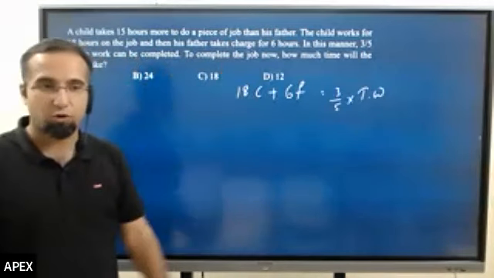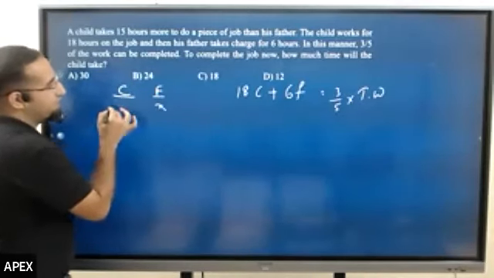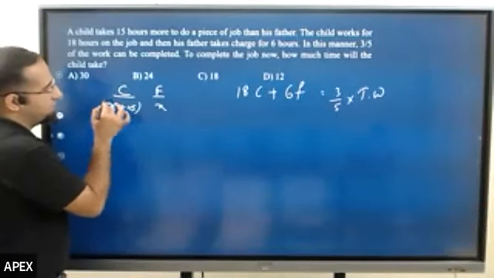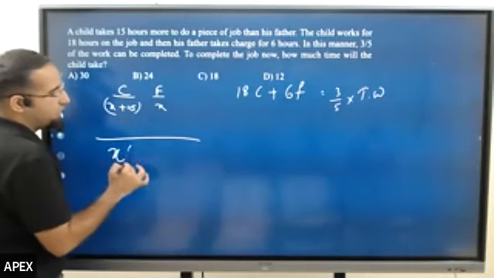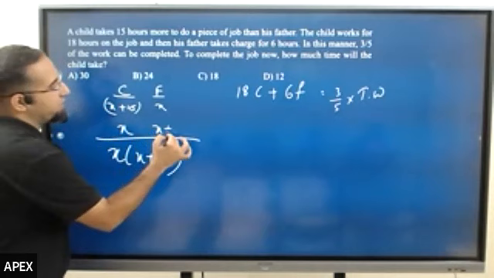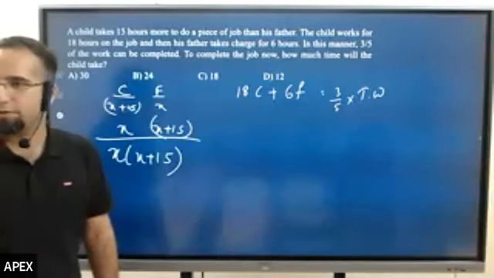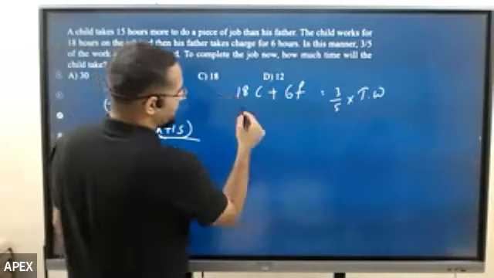A child takes 15 hours more than father. So I would assume child, father, x plus 15. Then my total work becomes x into x plus 15. This guy is doing x and this guy is doing x plus 15. Equate, you get everything from here. So now if I equate, let me take 6 common first.